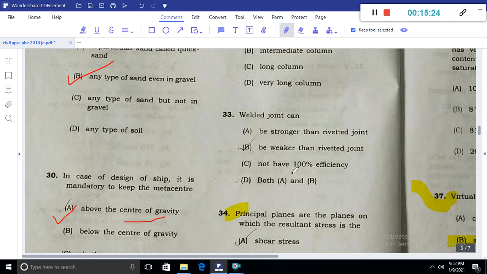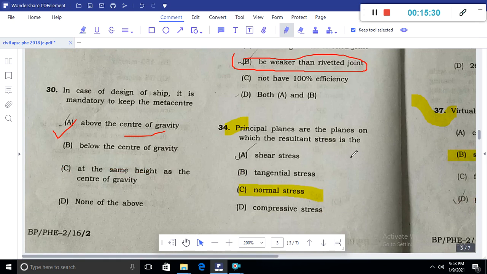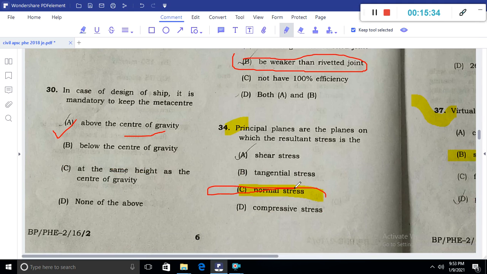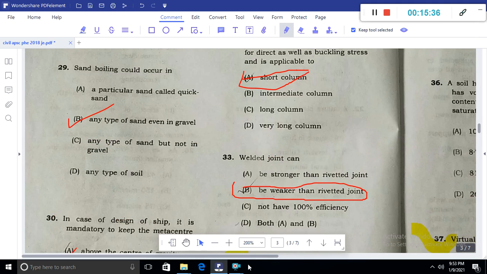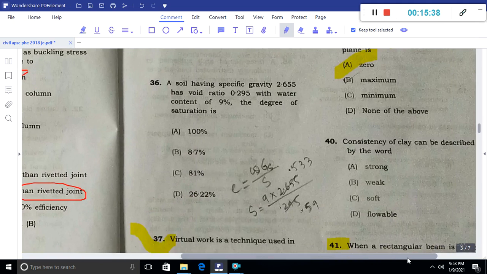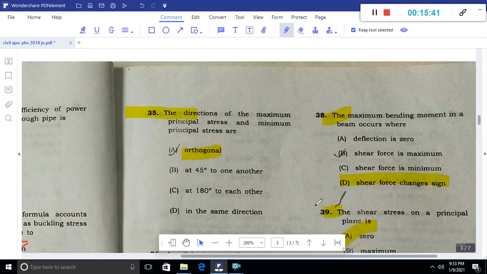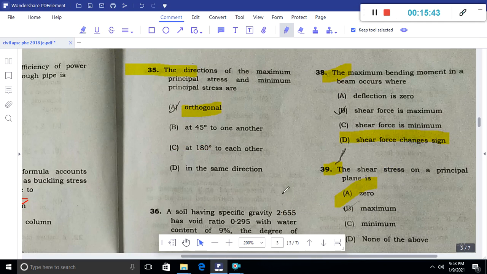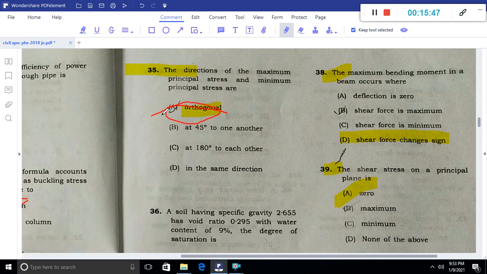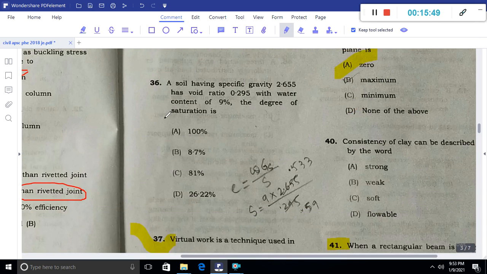Welded joint. Welded joint সদায় riveted jointতকে weaker হয়. Principal planes are the planes on which resultant stress are normal stress. Then next question, the direction of the maximum principal stress to minimum principal. Maximum principal stress or minimum principal stress or direction orthogonal.